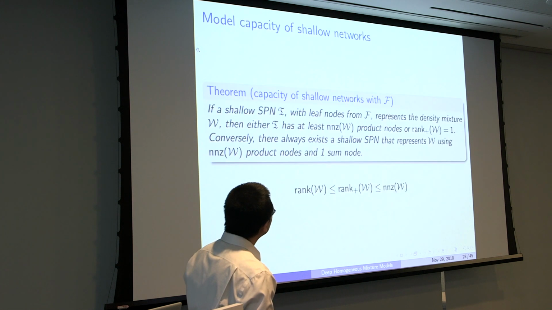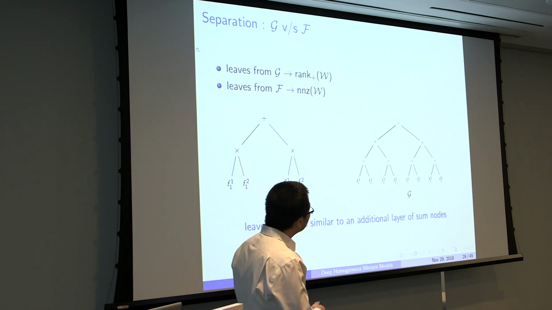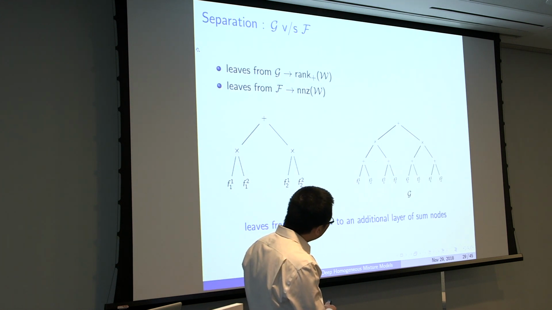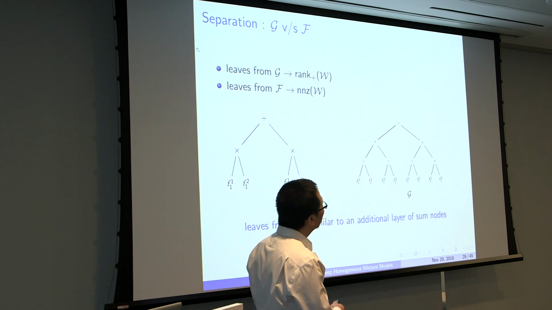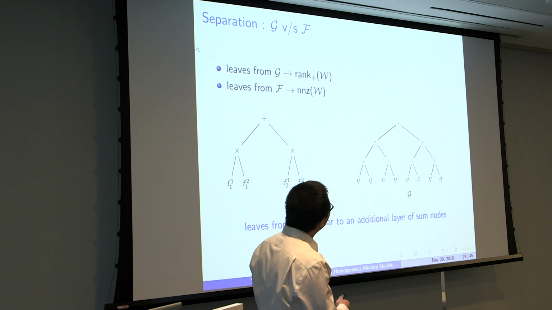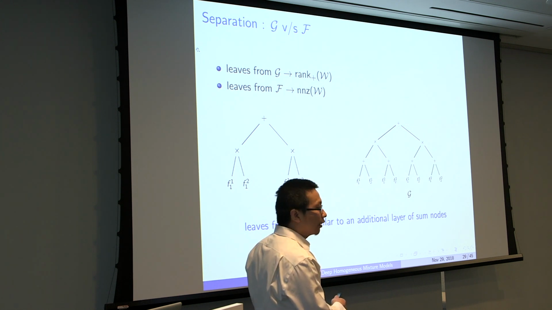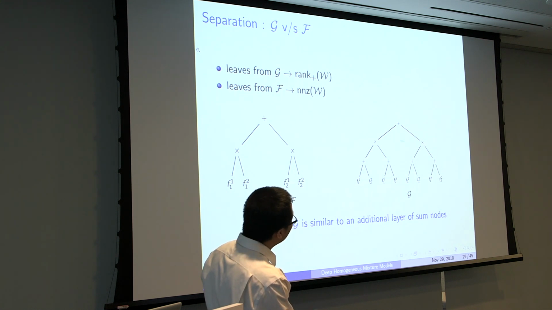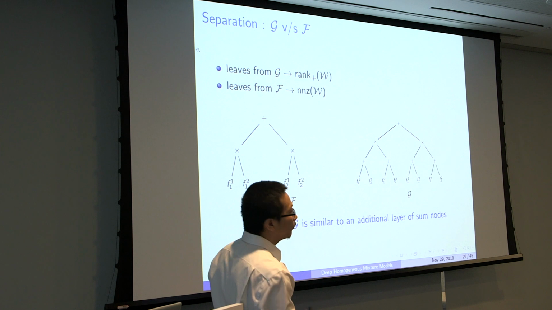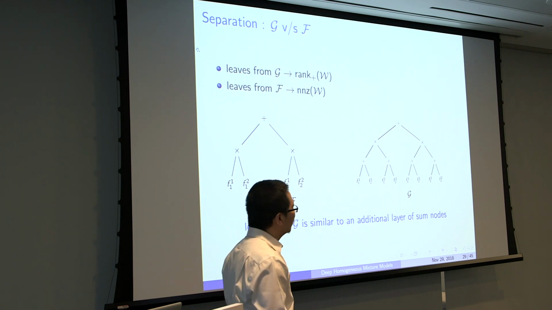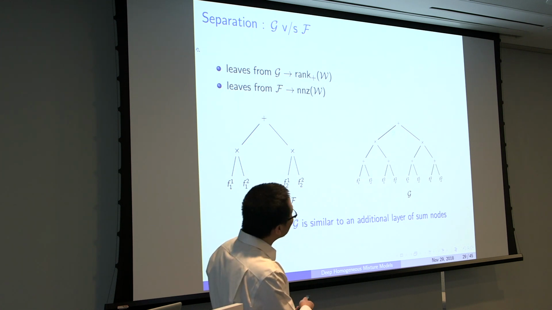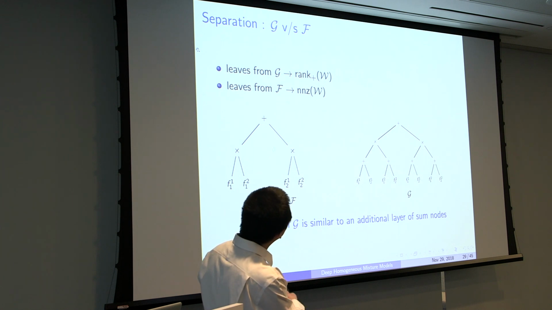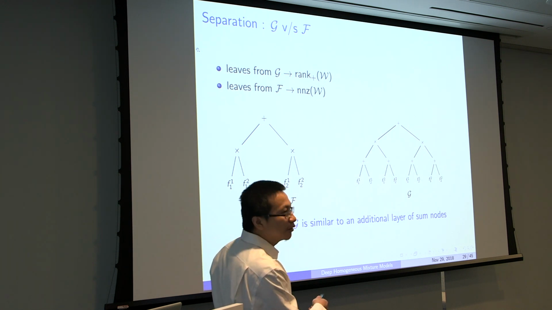On the other hand, if I allow myself to have a layer of sum nodes first, and another layer of product nodes, and at the very top, I get a sum node again. Okay, so now instead of having one layer of product nodes, I'm having one layer of sum nodes, I have another layer of product nodes, and at the very top, I have a sum node. So in other words, this one looks deeper than this one, right? Because this is a 2-layer network, this is a 3-layer network.